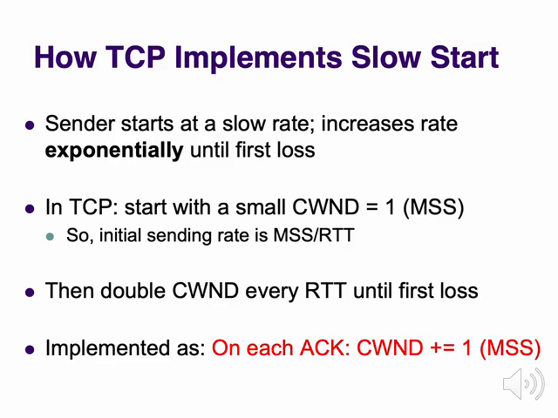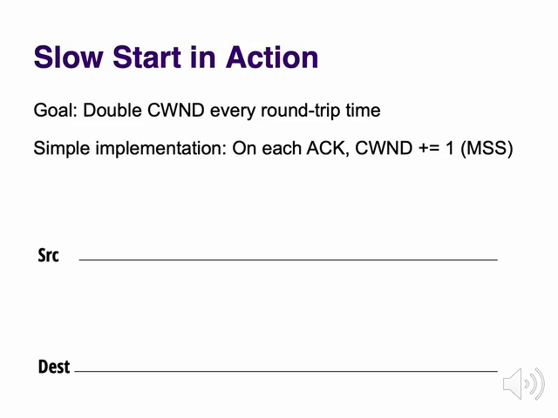If instead now I say every time I pull out an acknowledgement, I can send 2 packets into the network, then I'm effectively doubling the number of packets I'm putting into the network every round trip time. And so I'm doubling my C-wind. Let's see that in action. Okay, so the goal again is to double your C-wind every round trip time.